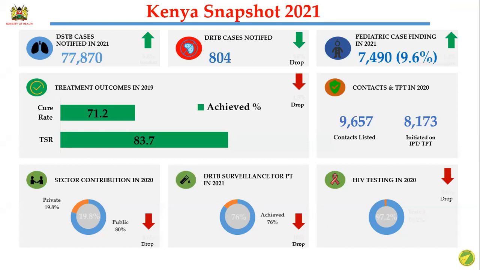HIV testing in the year 2020 was about 97%. And in terms of treatment outcomes, 71% was the cure rate, and the treatment success rate was about 84%.